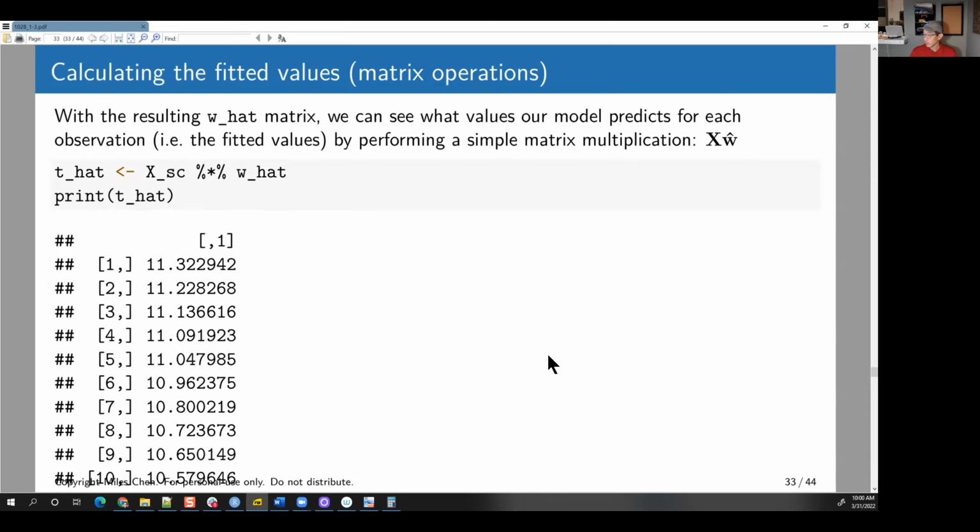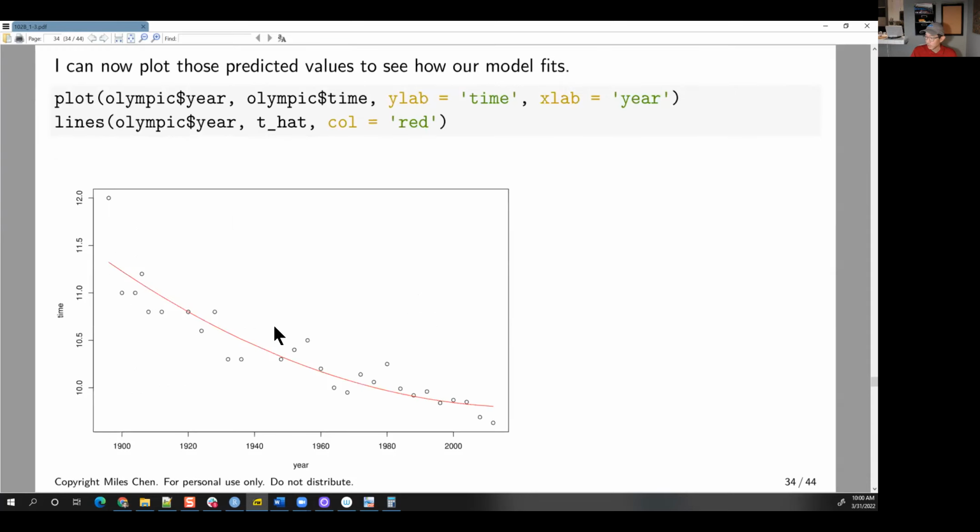Okay, and if we wanted to fit the values, all we do is x times w hat. Again, x times w hat. These are fitted values. And here we go. All right, and so now we have a quadratic fit, and we can see there's a little bit of curvature, and perhaps this will do a better job or not.